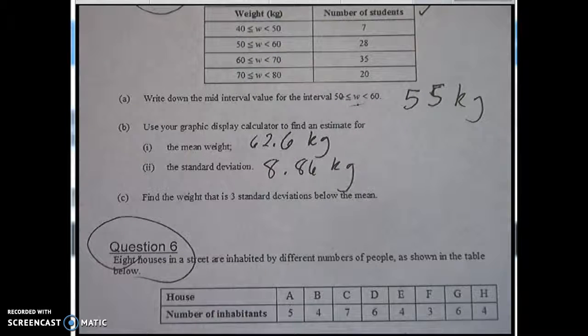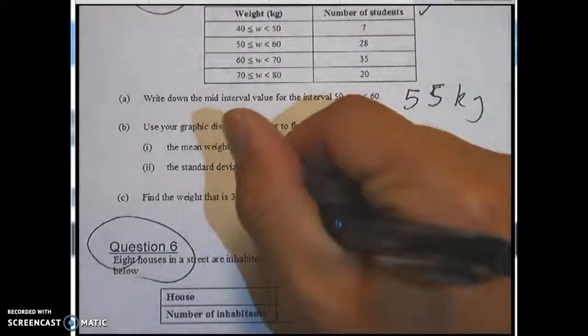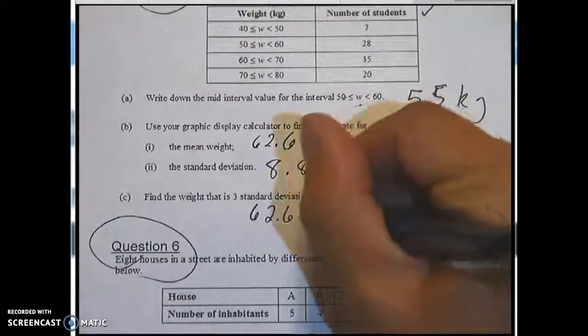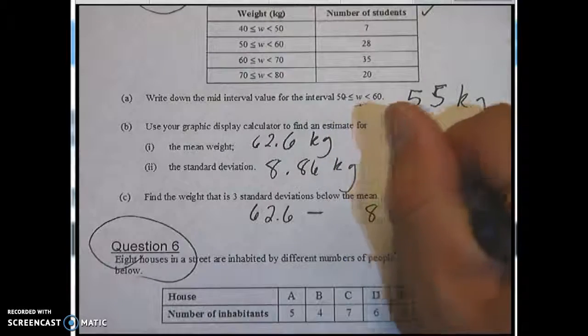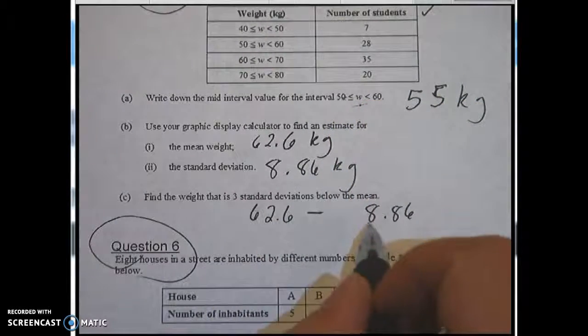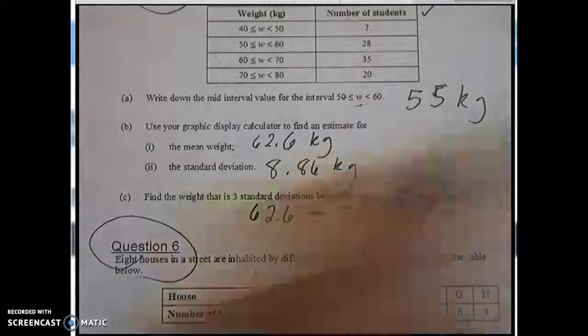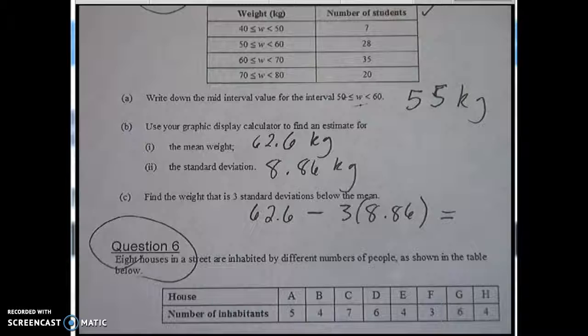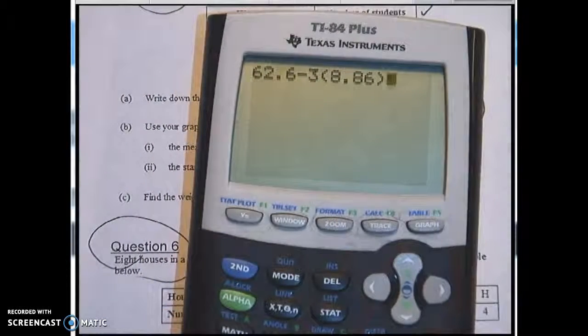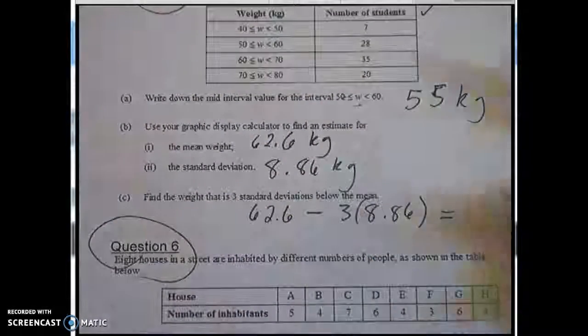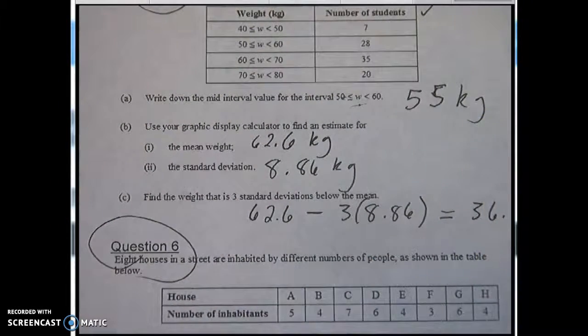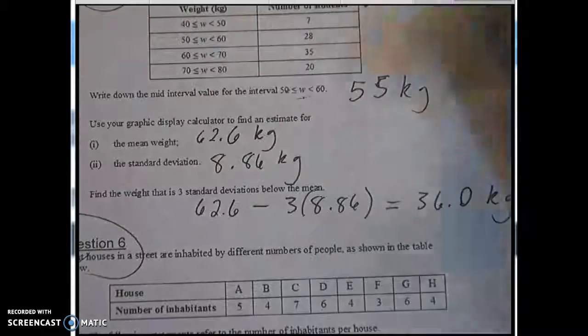So now we're supposed to find the weight that is 3 standard deviations below the mean. So we're going to take our mean of 62.6 and subtract off the standard deviation. But that's just one standard deviation. To get 3, we're going to multiply it by 3. So 62.6 minus 3 times 8.86, that value is 36.0 kilograms to 3 significant figures. Okay.